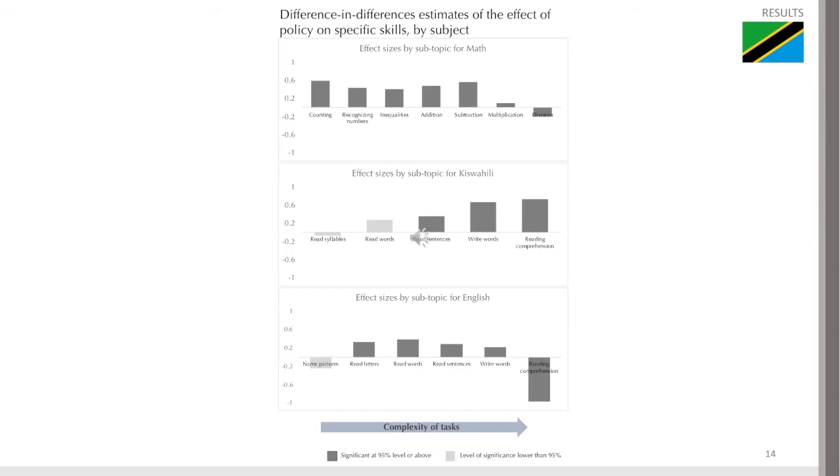In English, we don't see much of an effect on syllables or words. I mean, we see a little bit, but we see bigger effects here on sentences, writing words, and reading comprehension. And in English, we're seeing, again, not much of a change, but we're seeing a huge reduction here in reading comprehension. So overall, what we're seeing is that there is variance in what skills were affected across the different topics.